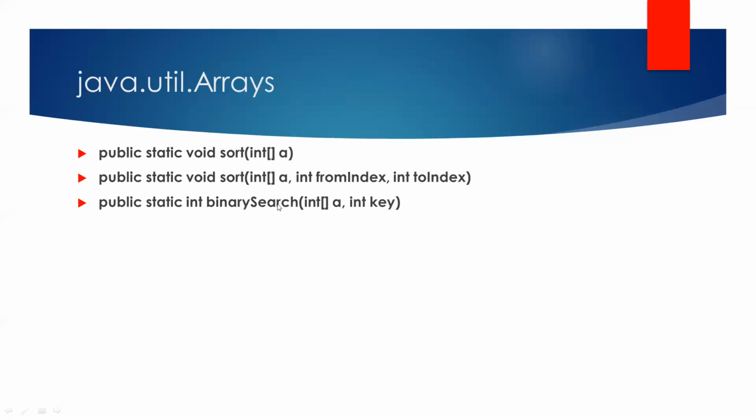So the binary search you can apply directly. You don't need to write your own binary search code. This is the searching of an element. And one more thing, as we know, binary search is applicable only on a sorted array. So first of all, apply the sort, and after that, apply the binary search.